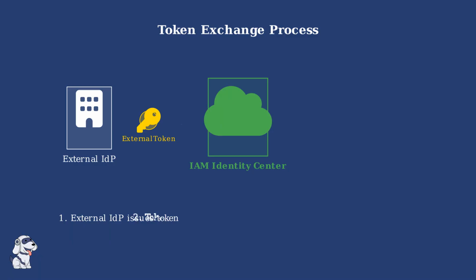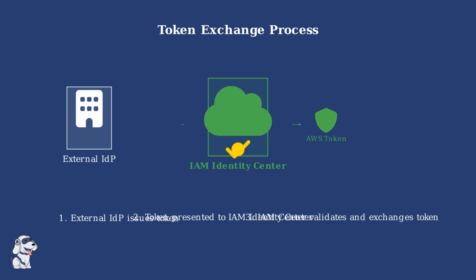This external token is then presented to AWS IAM Identity Center, which acts as a trusted intermediary in the authentication process. IAM Identity Center validates the external token by verifying its authenticity and checking that the issuing identity provider is configured as a trusted source. Upon successful validation, IAM Identity Center generates a new AWS-compatible token that contains the appropriate permissions and attributes for accessing AWS services.